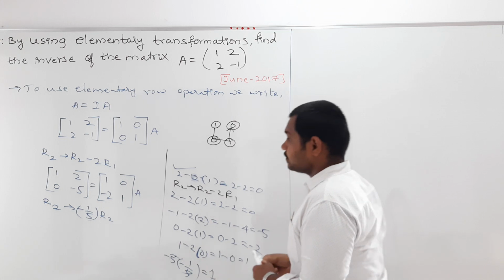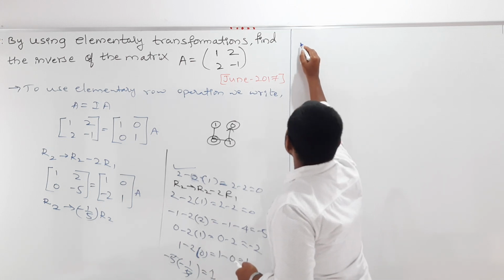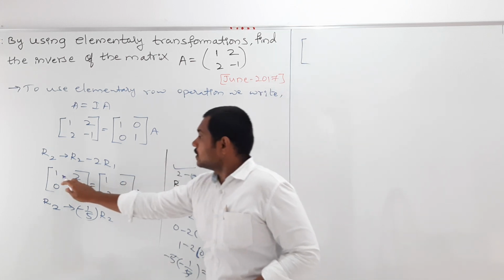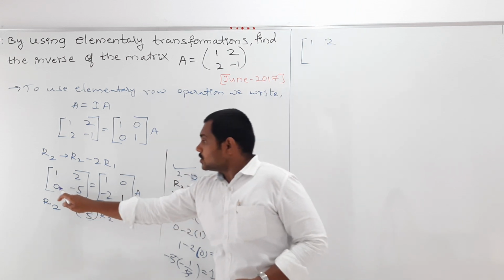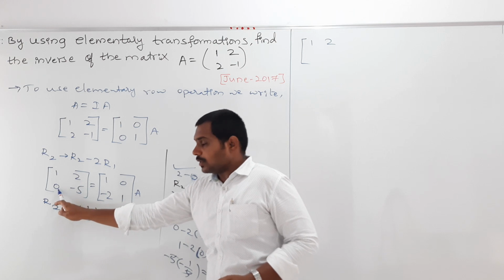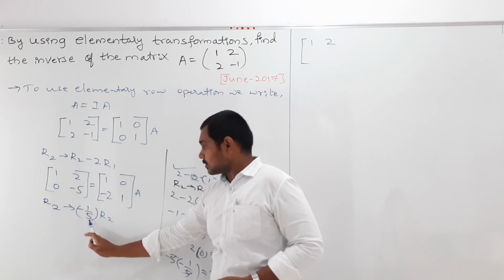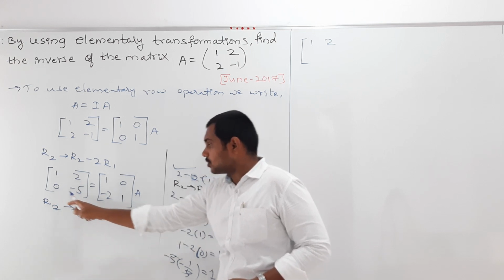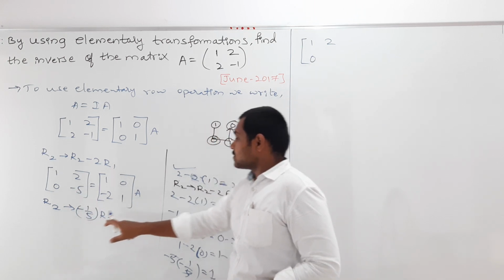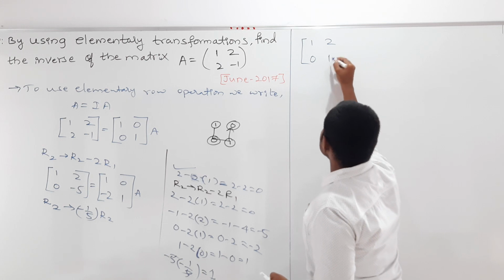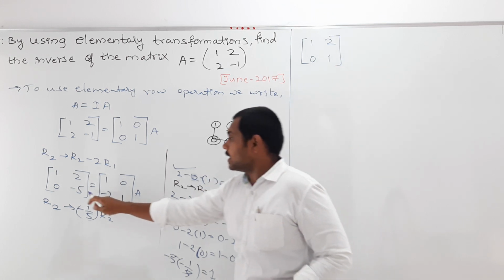So what is that? So next, row 1 is as it is, 1 2. Next, 0 into R2 place, that element I am multiplying with minus 1 by 5. Minus 1 by 5 into 0 is 0 only. Next, minus 1 by 5 into minus 1 by 5 into R2. So minus minus plus, that will become 1 here.